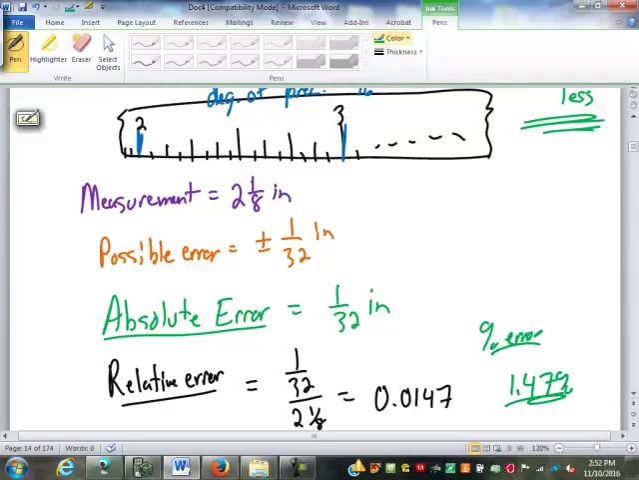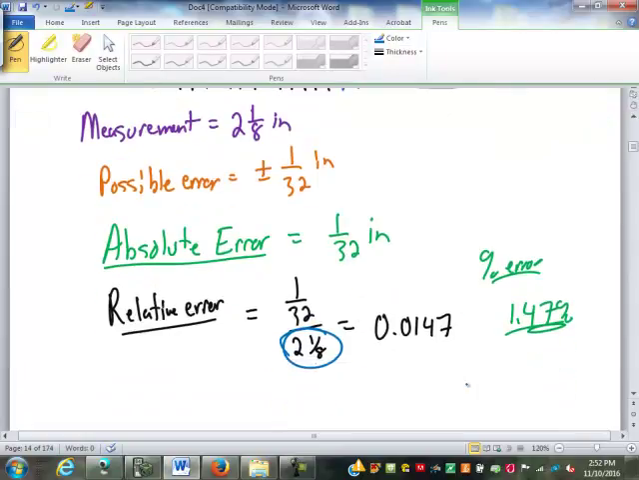Now you'll notice here, we did not use the actual length here. Why not? We don't know it. So when we don't know the actual length, we will use the measurement instead. Because we don't know the actual length. And the measurement should be pretty darn close to the actual length at least, so that that ratio or that decimal is going to be pretty close. Does that make sense?